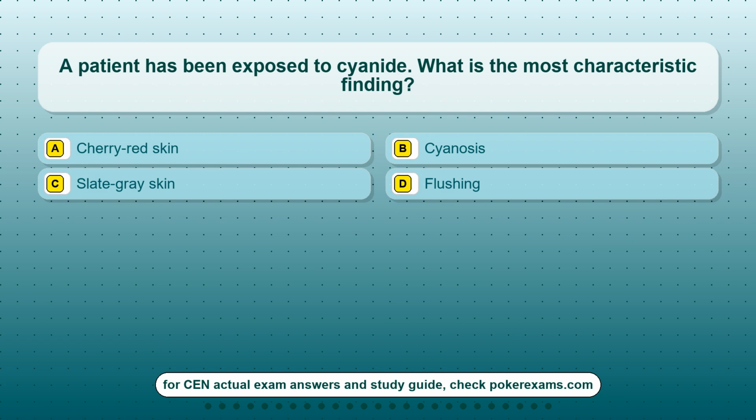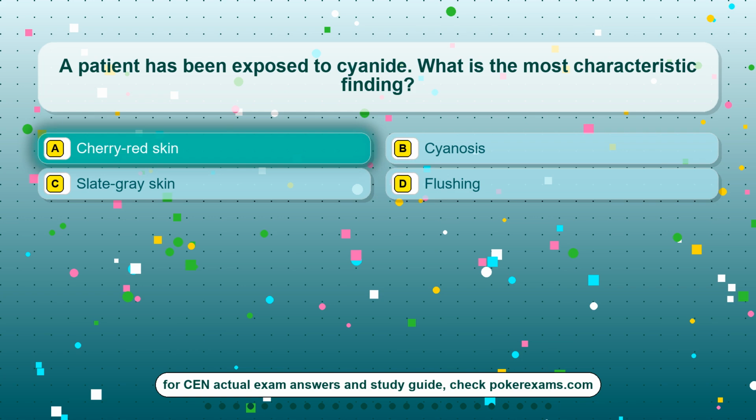Question 5. A patient has been exposed to cyanide. What is the most characteristic finding? Option A, cherry-red skin. Option B, cyanosis. Option C, slate-gray skin. Option D, flushing.